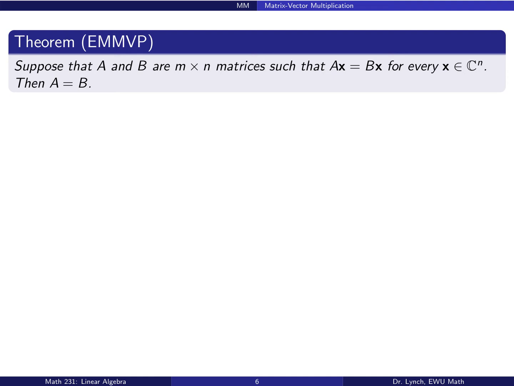Okay, here's the theorem that I'll state without proof. The proof is in the textbook and is fairly straightforward, but it is an important result that we'll use later on. If A and B are two matrices such that whenever you multiply A times X, you get the same as B times X, for any X, then A and B must be the same matrix. The key to this theorem is that X is an arbitrary element of this vector space of column vectors.